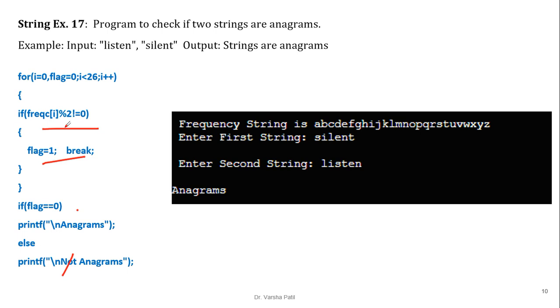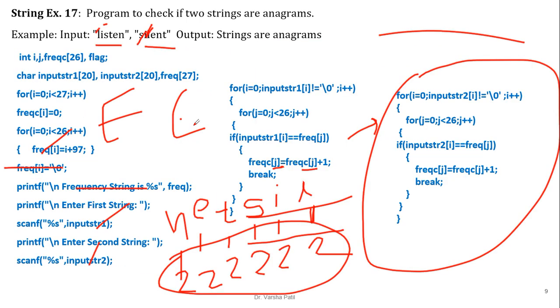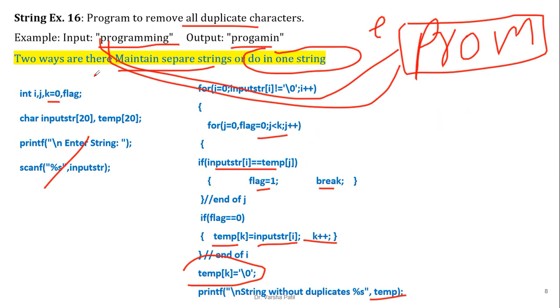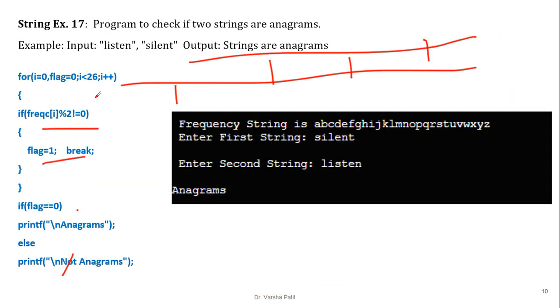But if this continues, that is, we are checking what? The frequency count array, and it contains entries, either odd or even. But if it contains even entries, then only it is correct. If it contains odd entries, it may happen that they are not anagrams. So in this way you need to write the program. If you understood program 16, then understanding program 17 is very easy.